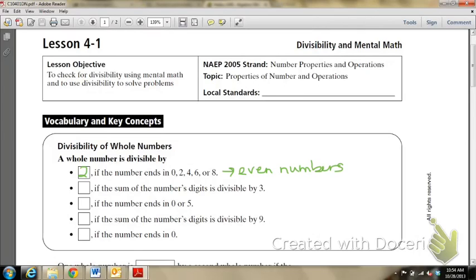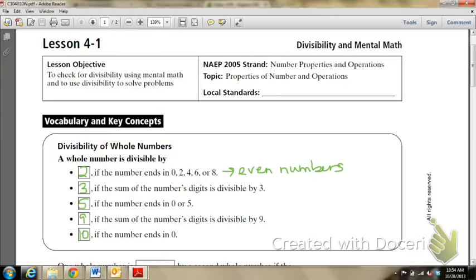If the sum of the number's digits is divisible by 3, then the number itself is divisible by 3. If the number ends in a 0 or 5, it's divisible by 5. And if the sum of the digits is divisible by 9, then 9 goes in evenly. Divisible means that the number goes in evenly. And any number that ends in a 0 is divisible by 10. 10 goes in evenly.